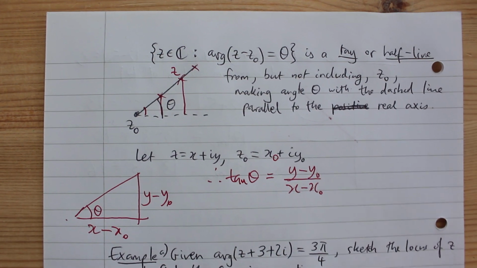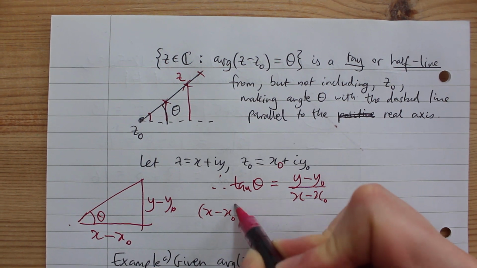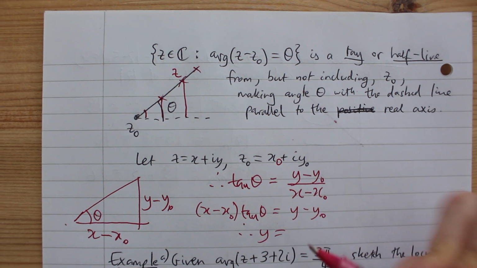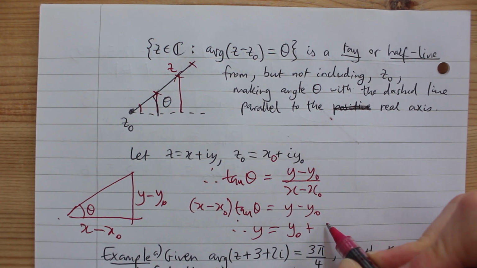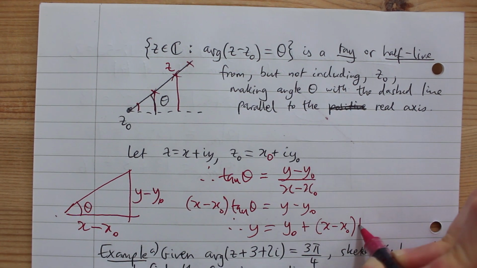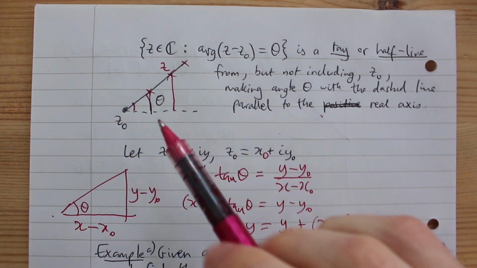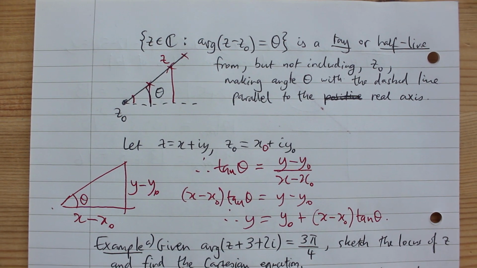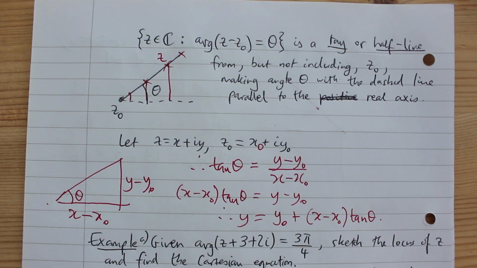And we can rearrange this. If we multiply by x minus x0 and then rearrange, we get that y is y0 plus x minus x0 lots of tan theta. So this half line has gradient tan theta, and this is its Cartesian equation.